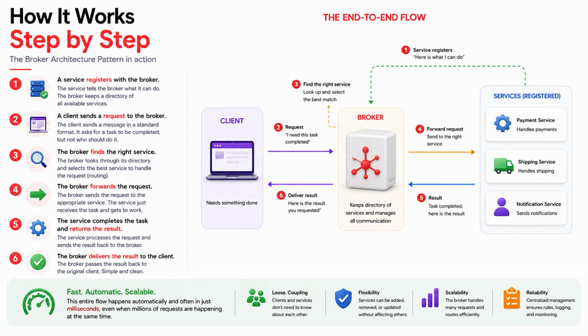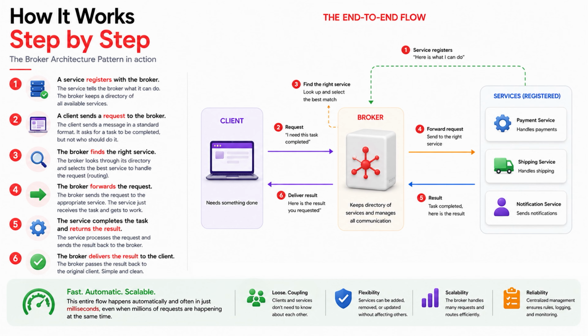Step 4. The broker forwards the request. The broker takes the client's request and sends it to the appropriate service. The service does not need to know where the original request came from. It just receives the task and gets to work. Step 5. The service completes the task and returns the result. Once the service has done its work, it sends the result back to the broker.